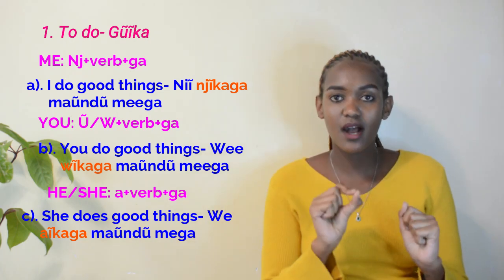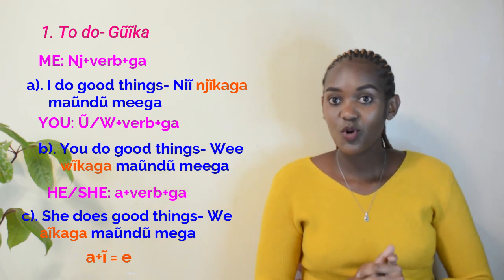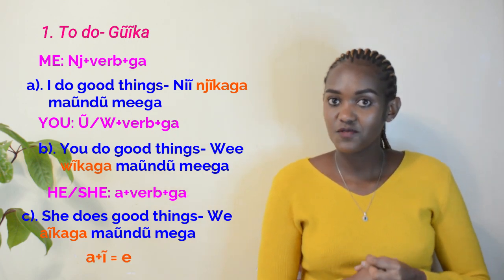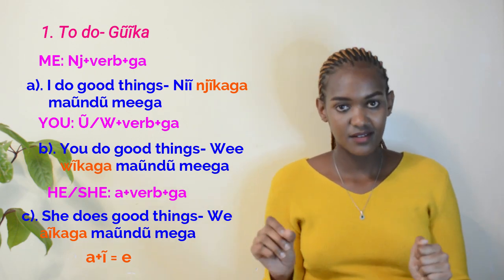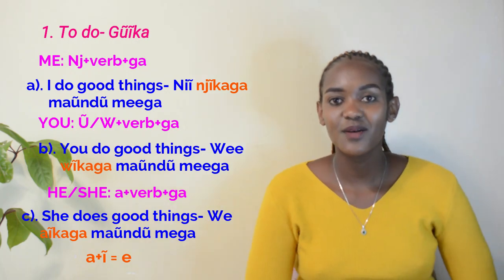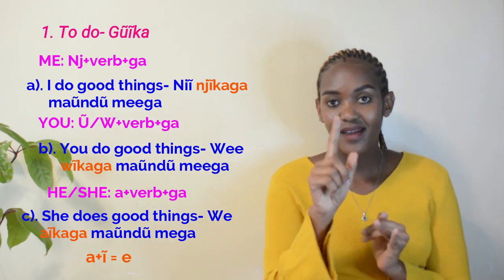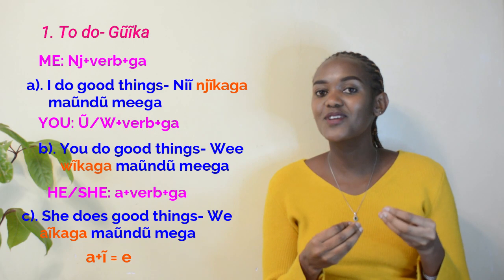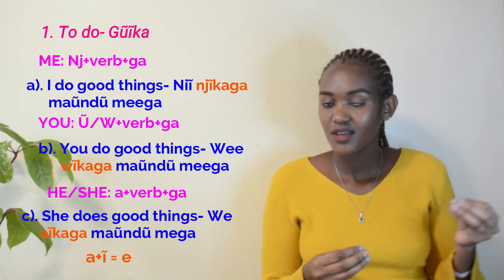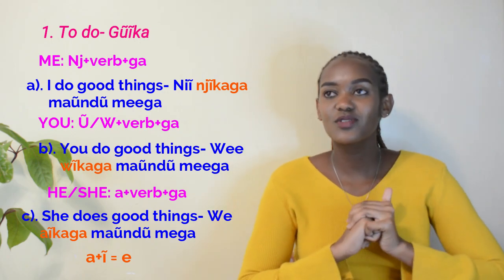Okay, so when you have a plus a, as in this case, sometimes when you combine vowels in Kikuyu, they form a different vowel. A kaga will become e kaga. So all our verbs will be nie jekaga maudo mega, we wekaga maudo mega. Oh yes, the pronoun he or she is we. So we ekaga maudo mega. And you don't have to say we, you can say Wanjiro ekaga maudo mega.